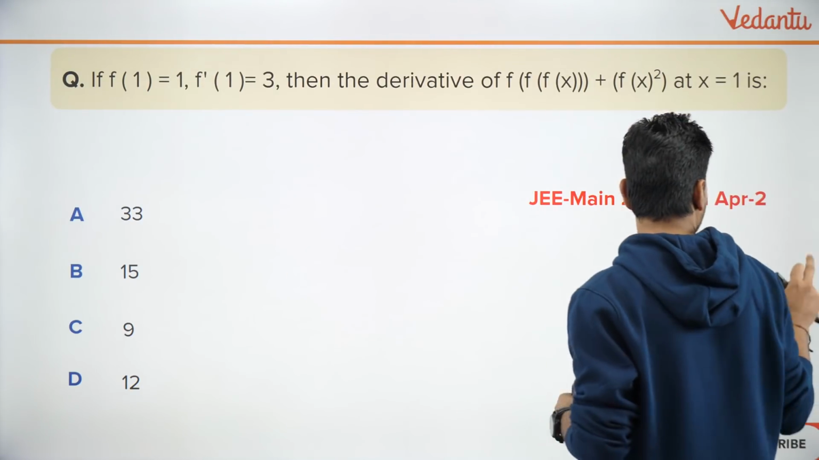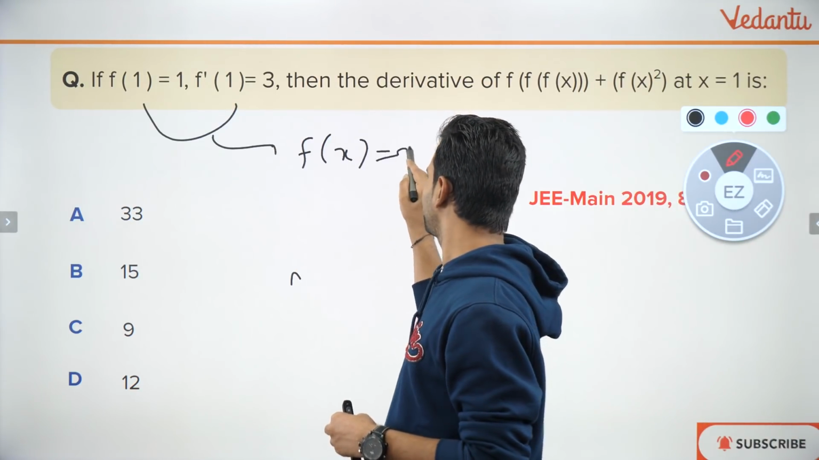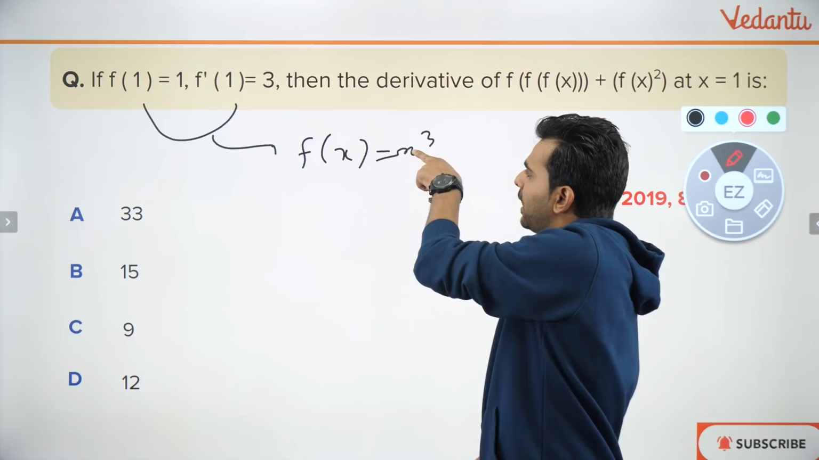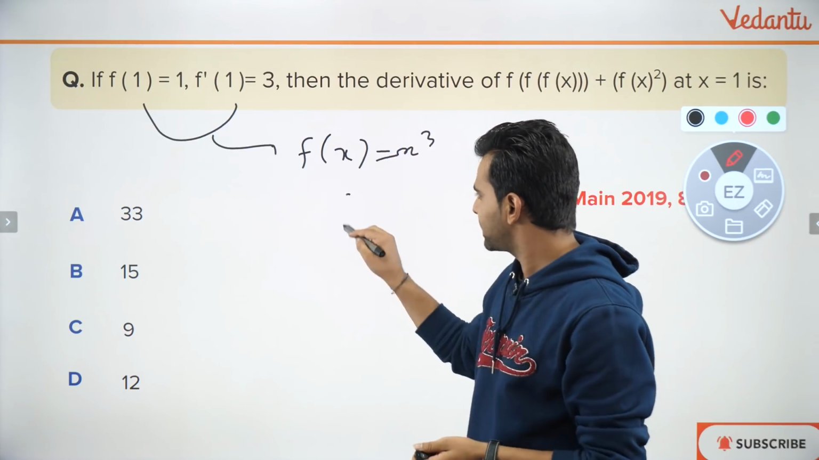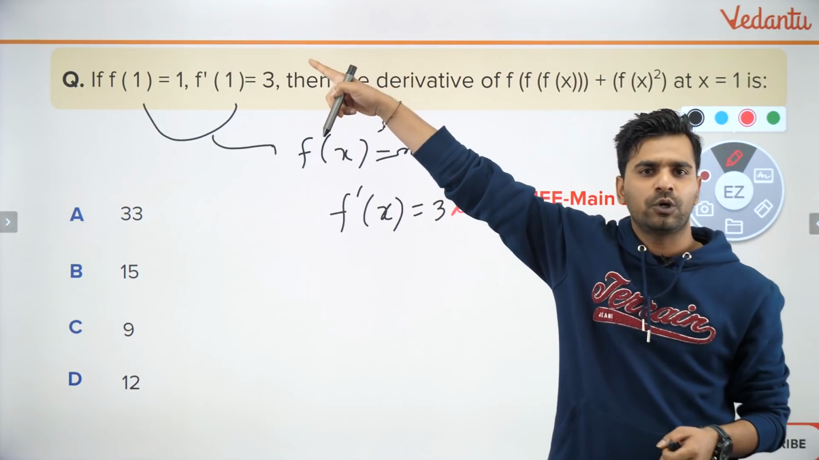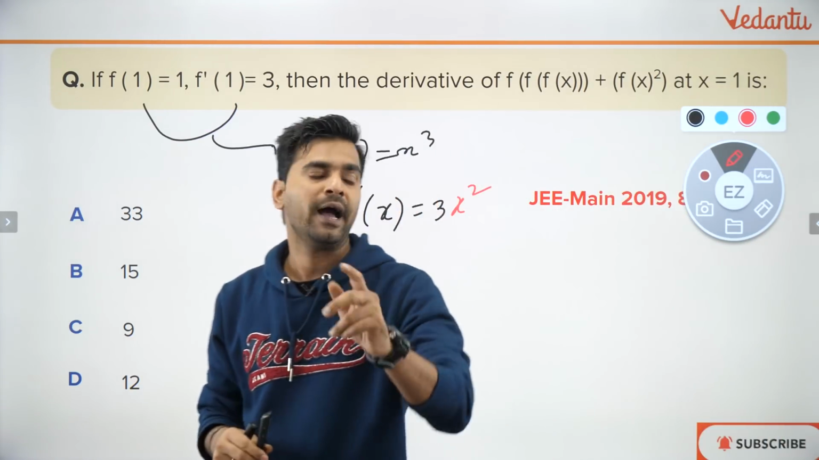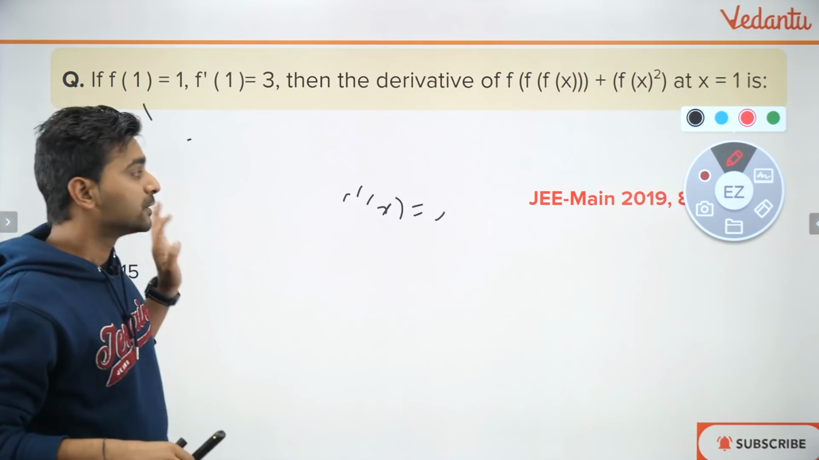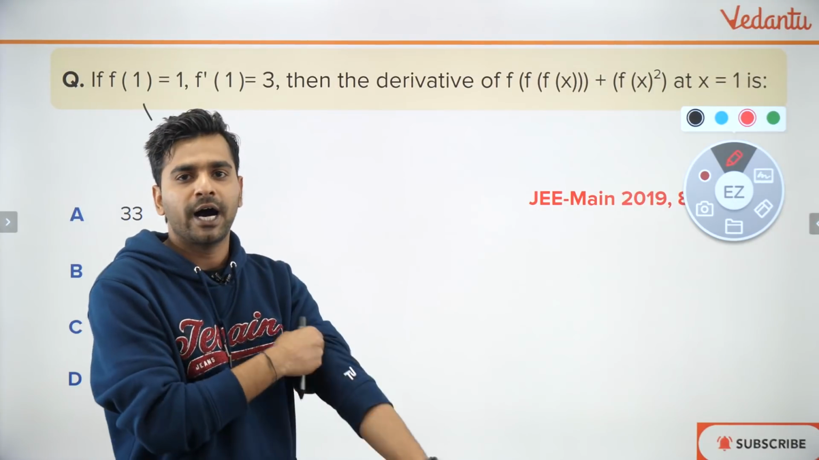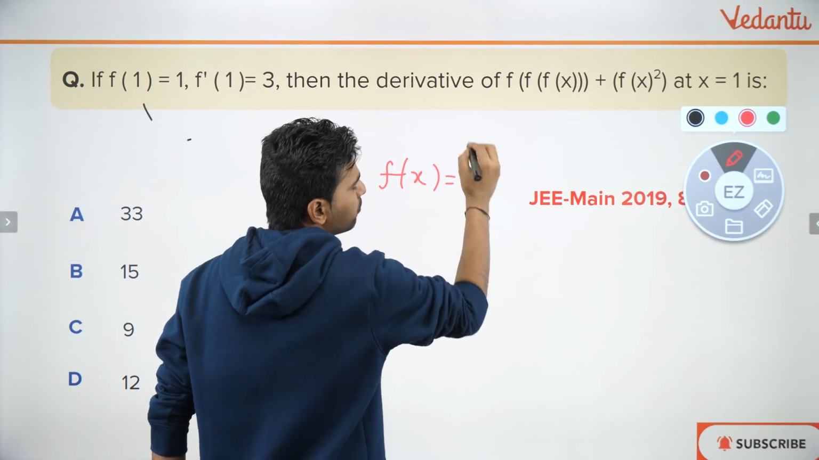Can I feel it? Can it be f(x) equal to x cube? Because if I put x equal to 1, this condition is satisfied. If I differentiate this, I'll get f'(x) as 3x square. Now, what is the differentiation at x equal to 1? It is 3. That means I can put f(x) as x cube and solve this question of JEE Mains. So sometimes we need to substitute such things so that we can solve our problems very easily. So let's put f(x) equal to x cube in this problem.